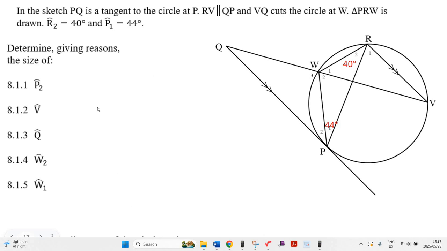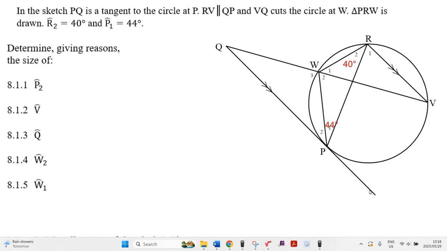Okay, let's try this question here. It says a whole bunch of things and gives us these two parallel lines. It gives us that R2 is 40 degrees, and that P1 is 44 degrees. It also tells us that PQ is a tangent line.